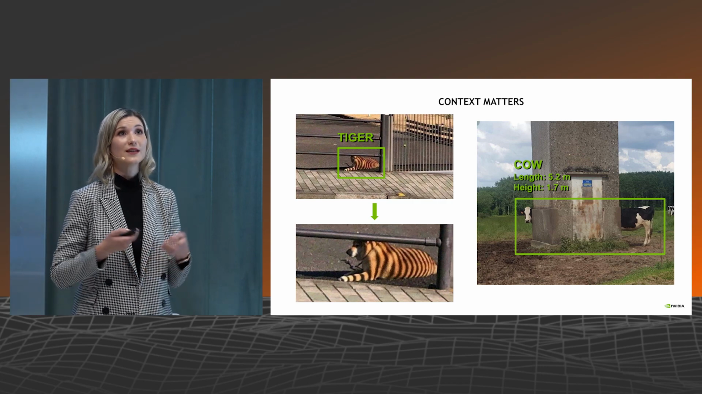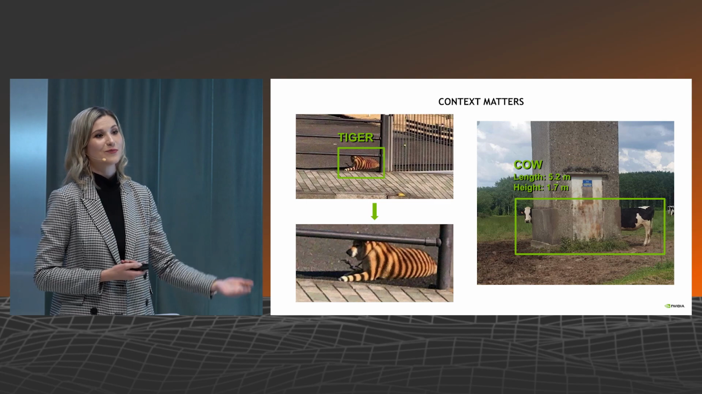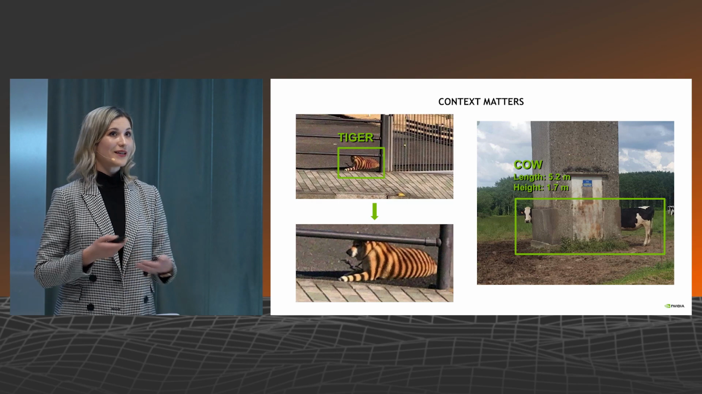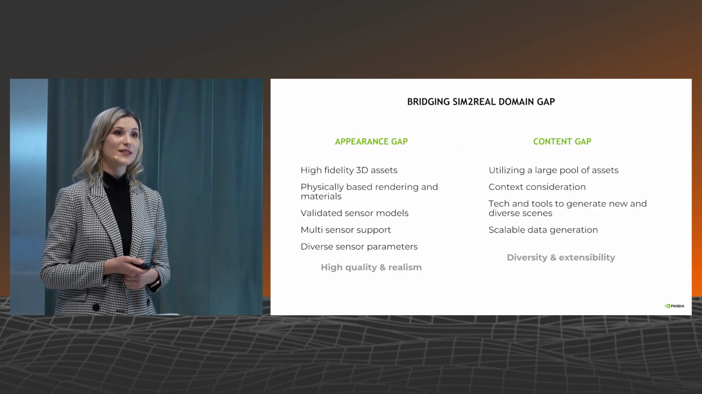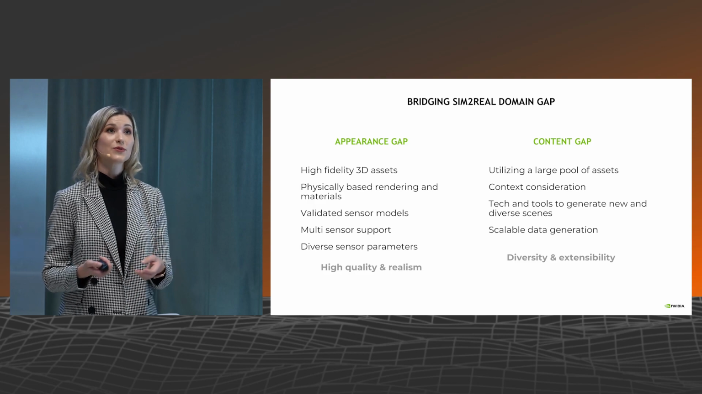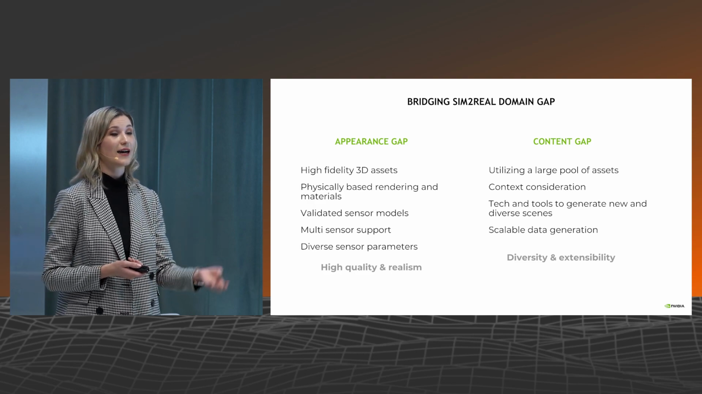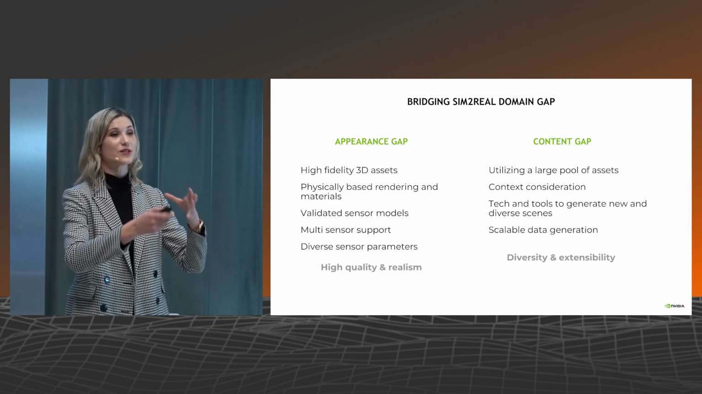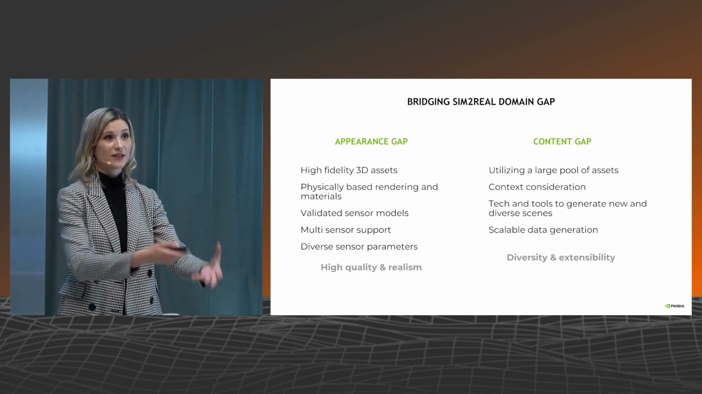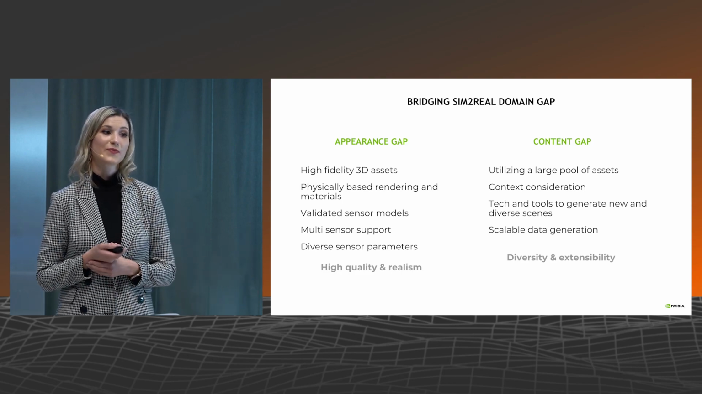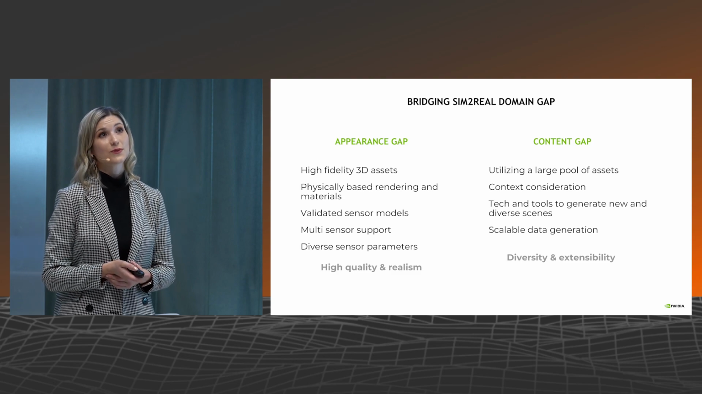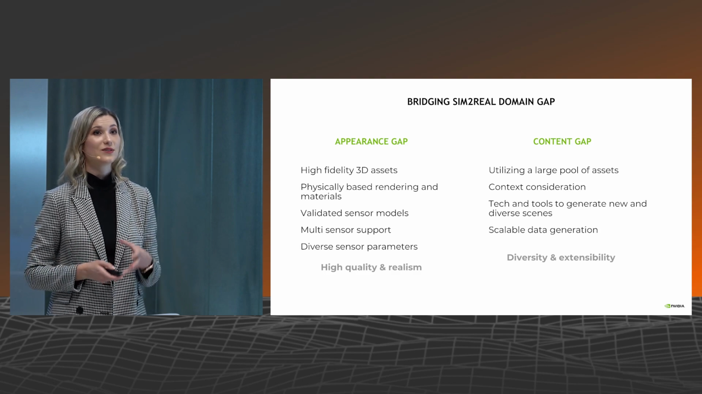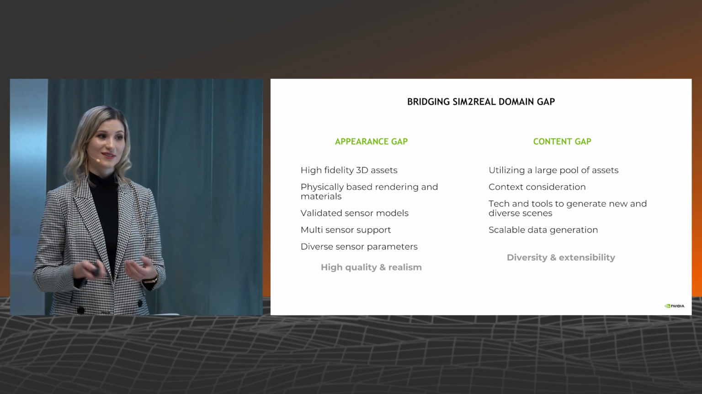And you may ask yourself, how actually can I breach this sim-to-real domain gap to make synthetic data work for you? Luckily, there are some ways. And basically, to breach the appearance gap, we need to rely on the following. We need to have high-fidelity 3D assets. So the objects you are, well, training on, the objects you create in your data set, they need to be very realistic and close to the real world. You need to have good renderers in place. So it has to be physically based rendering. And the materials need to be also, well, reflective of the real world.